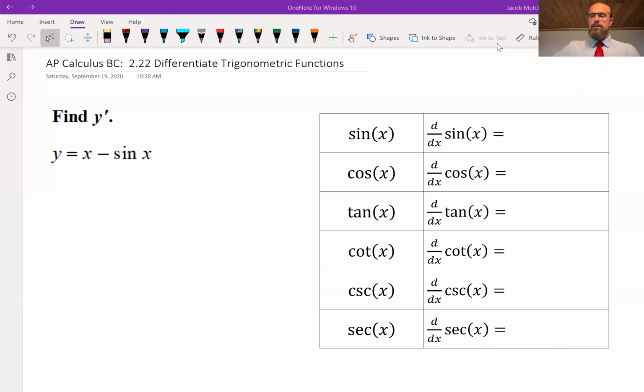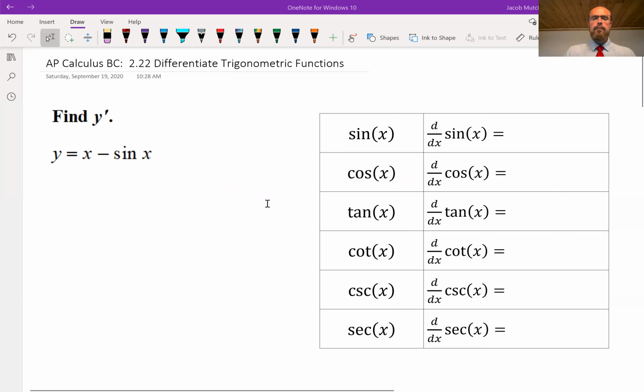Welcome to Calculus. Today we will investigate differentiating trigonometric functions, focusing on applying the 6 derivative rules to functions involving sine, cosine, tangent, cotangent, cosecant, and secant ratios. We'll take a look at a total of 5 examples, beginning with a simple one and then building up to more complicated derivatives as we go.